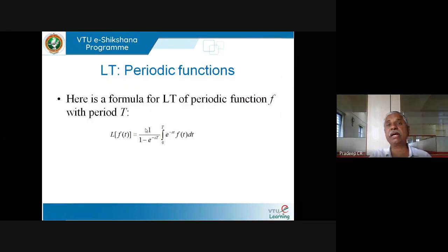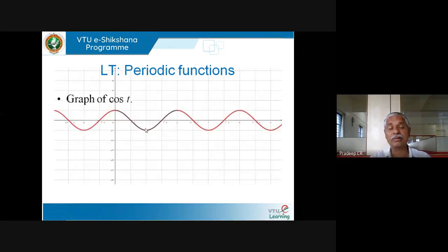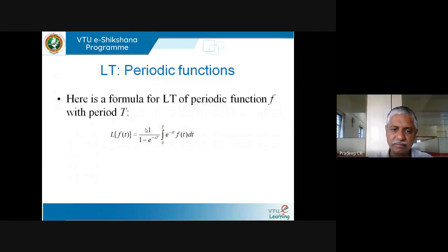So why did I do all this? Basically, I want to find the Laplace transform of periodic functions. That's my aim now. As usual, there's no proof of this formula in your syllabus, so I won't bother writing the proof, but definitely you must know this formula. This is the formula. Let me read it out for you. Laplace transform of a periodic function f with period capital T. That means f of t is a periodic function with period capital T. You can think of it like sine t or cos t.